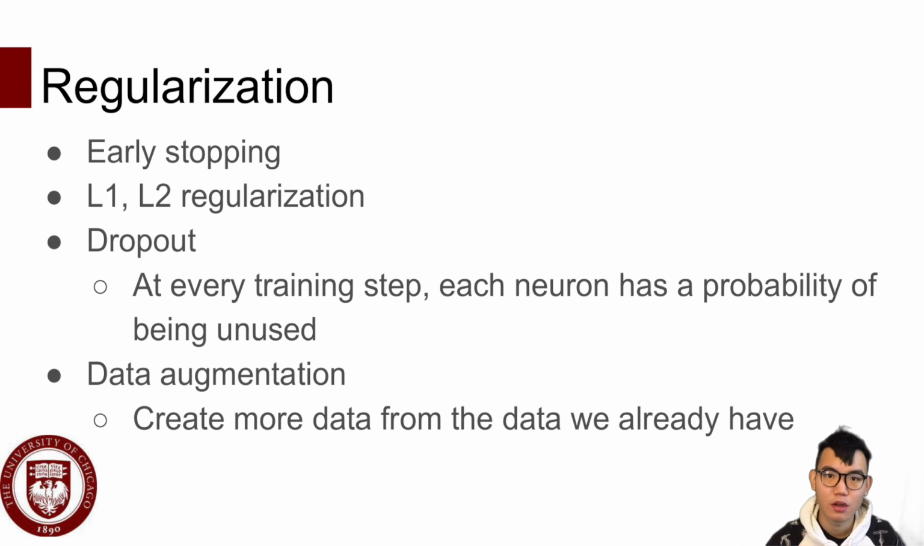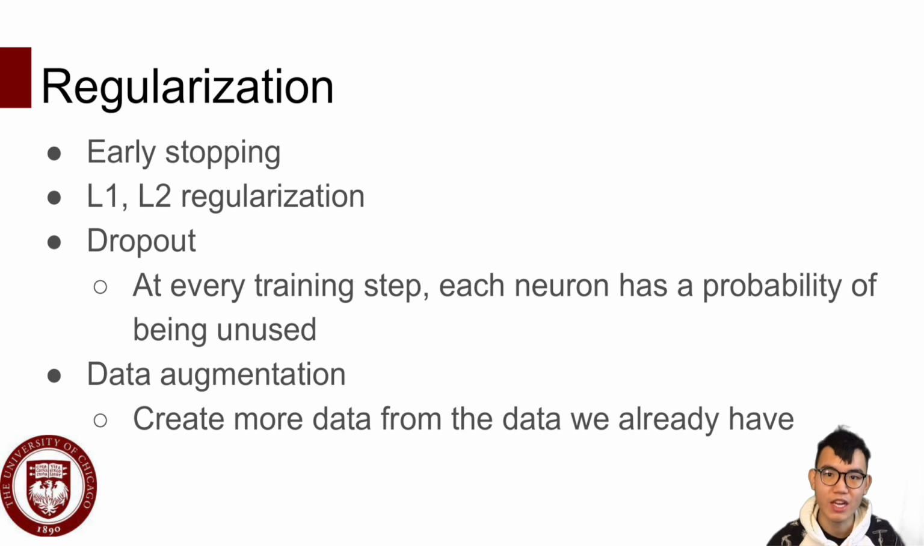And lastly, regularization, or constraining the model, can help a lot with preventing overfitting. Some common techniques include early stopping, or stopping the training process early when our model stops improving, or L1 or L2 regularization, where we penalize large weight values to force our model weights to become smaller. We can also use the idea of dropout, where at each training step, each neuron has a probability of being unused.